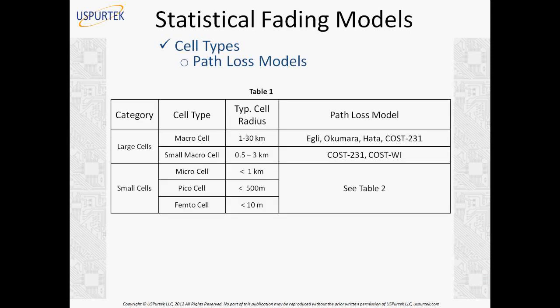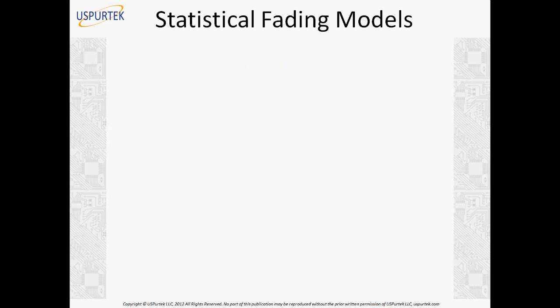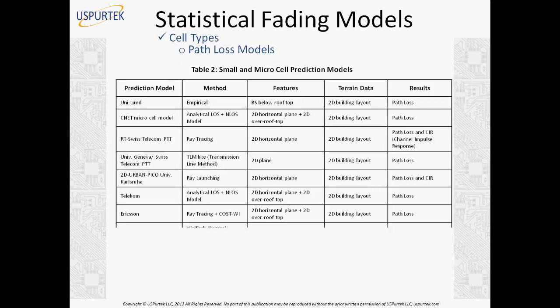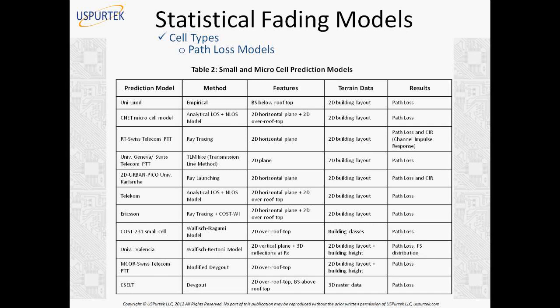Now let's look at a table which can be used to decide, for a particular cell size, what type of model I should use. As you see, for large cells and for macro cells up to 30 kilometers, we could use Egli, Okumura, Hata, or COST 231 models. For small macro cells, we could use COST 231 and COST 231 Walfisch-Ikegami. For small cells, the situation is different, because for micro cells, pico cells, and femto cells there is a separate table for your reference. This is gathered from industry data, how different companies and universities have come up with models for small and micro cells. We won't go through the detail of each of these entries. When you get the copy of the slides, you can use it as an industry reference.